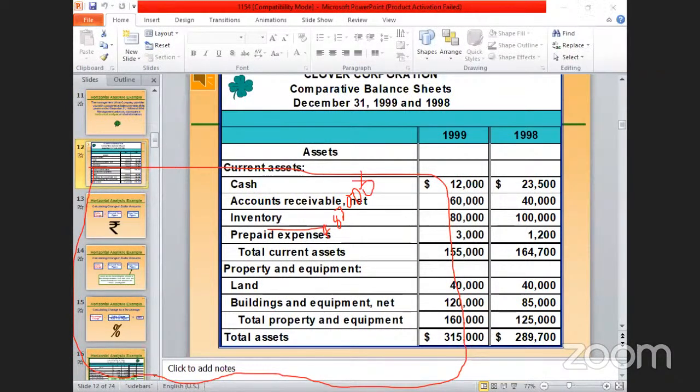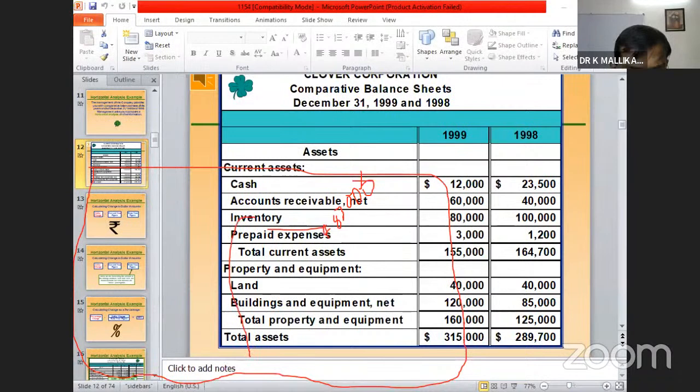Sir, where is this value 82,000, sir? 4,83,000. This amount divided by this amount. This amount divided by this amount. Okay. Is it clear?